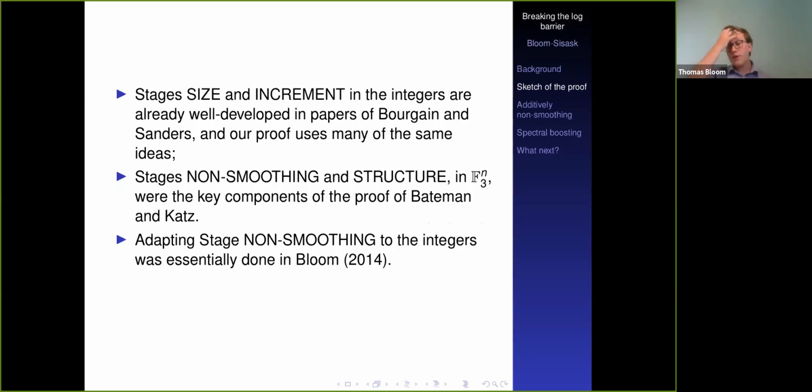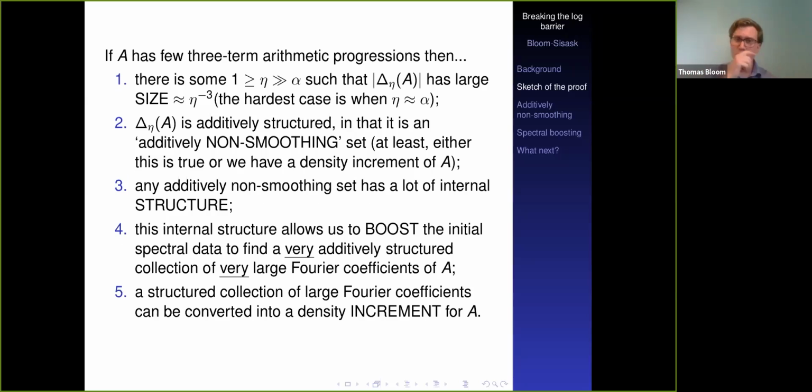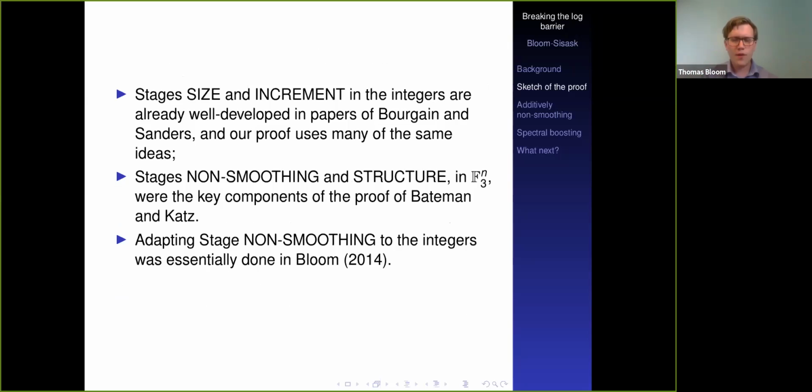So to put it into context about previous work, stages size and increments, so this was the first and the 5th stage, they're very classical in some form or other, right? In a sense, they're present all the way going back to Roth. And certainly in the work of Bourgain and Sanders, these steps in the integers are very well developed, in particular how these steps actually work with Bohr sets, how one obtains a density increment via L2 method, for example, from a structured set of Fourier coefficients.